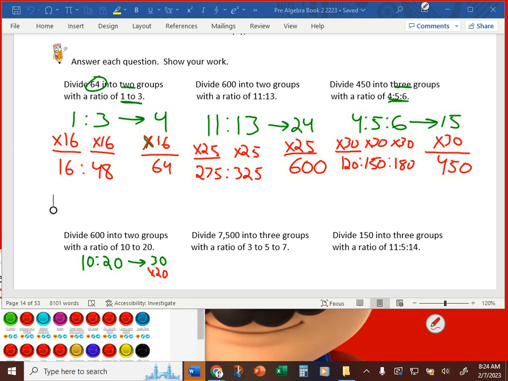30 times 20 is 600. That's our whole. We found the scale factor. Multiply both 10 and 20 by 20. We get 200 to 400, which add to be 600. That's how we know that we're right. Any questions on this process?